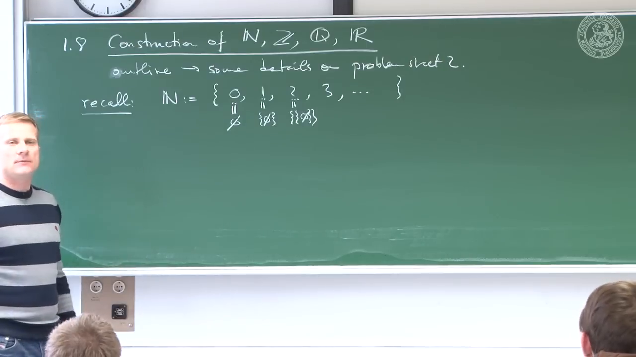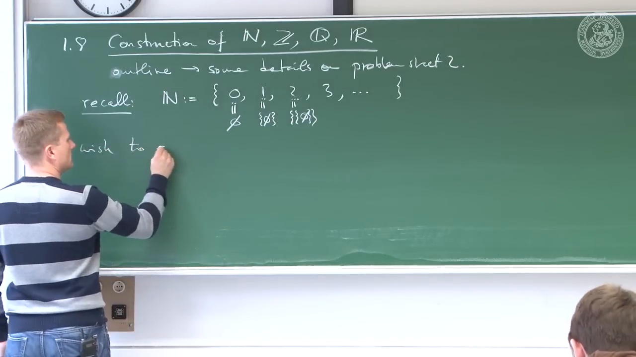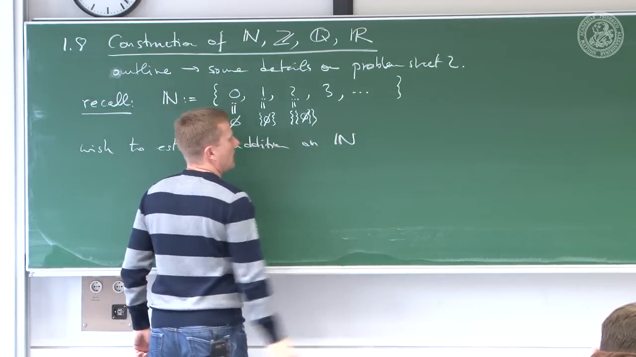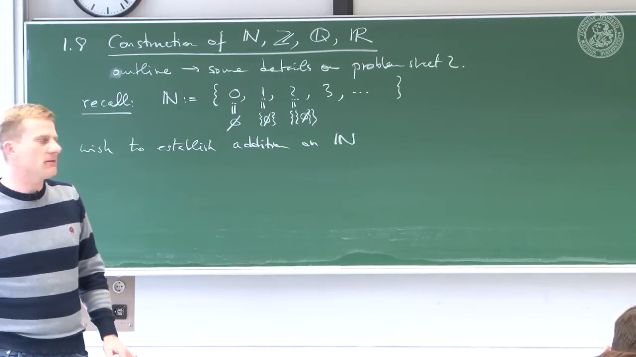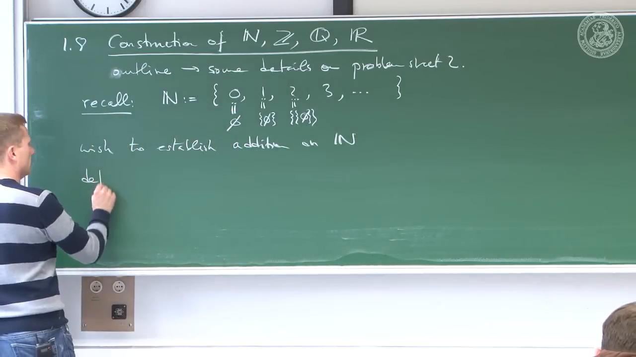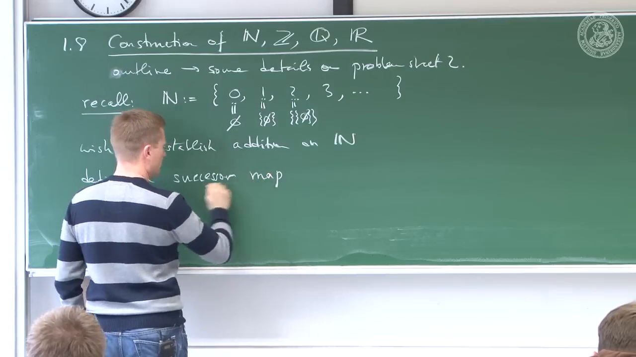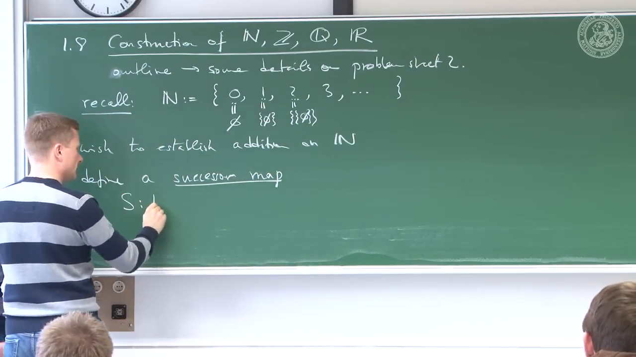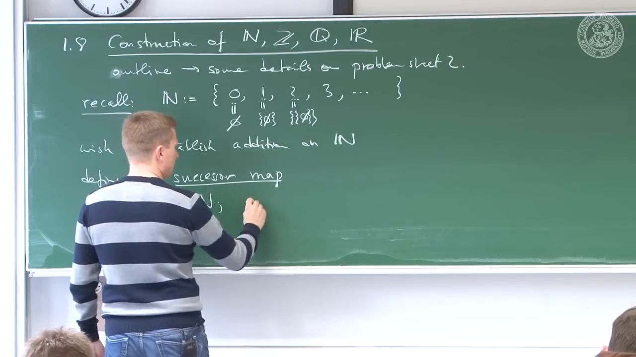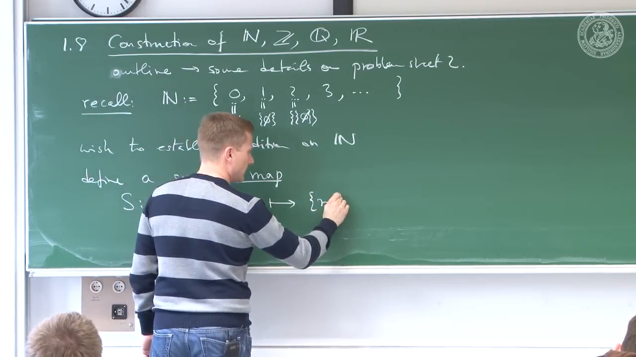But now we wish to establish an addition on N, and of course, we should do this in a set theoretic way. We need to derive this from there. The idea is to define a successor map. That's a map S that takes an element of N to an element of N, defined by taking the element n of N to the set with the element n.